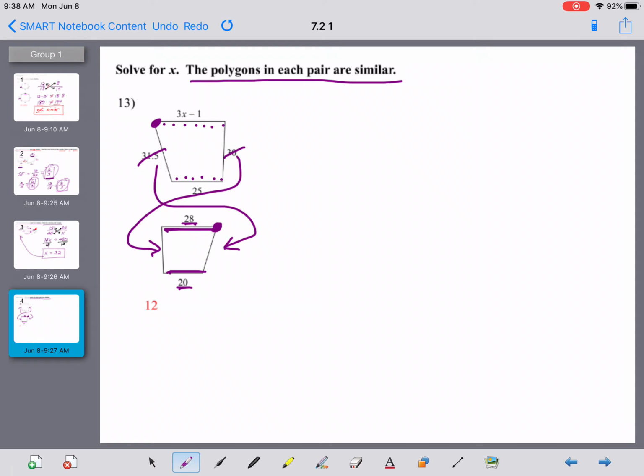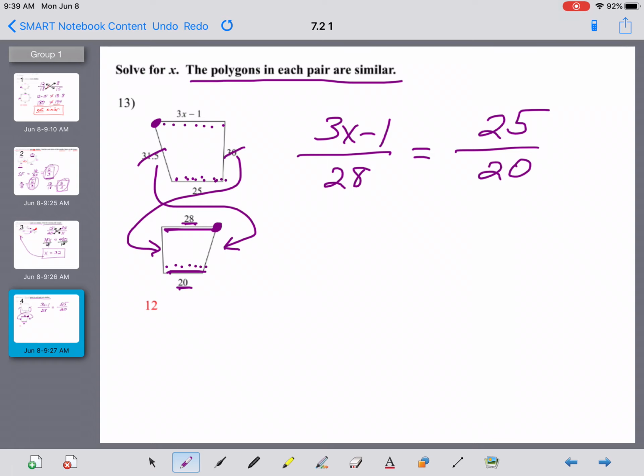In the top figure, the top side, the longer parallel side, has a length of 3x minus 1. That would correspond to the longer parallel side in the second figure, which is 28. That ratio is going to have to equal, and now here we go, back to the top figure, we now want the shorter parallel side, which is 25, and that corresponds to the shorter parallel side in the smaller figure, which is 20. All right, so 3x minus 1 over 28 is equal to 25 over 20. And we're going to do some cross multiplying here.